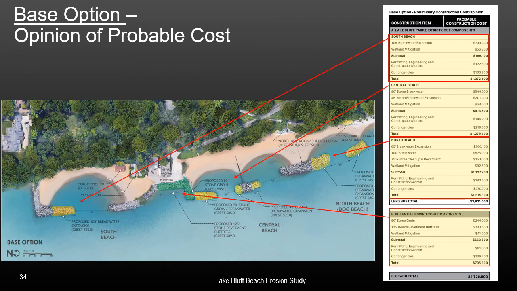So the total cost for this entire option would be $3,931,000. The portion of that cost that is potentially attributable to the North Shore Water Reclamation District, which are the areas shown in green, would be $795,000. So the rough cost in total for the Park District for this base option would be approximately $3.2 million.